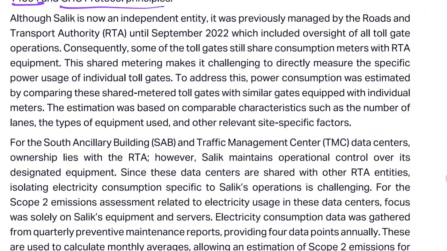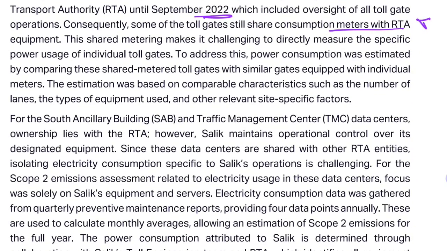As the company is now an independent entity, it was previously managed by RTA, Road and Transport Authority, until September 22, which included oversight and tollgate operations. Consequently, some of the tollgates still share consumption meters with RTA equipment. So this is also a very important point. The shared metering makes it challenging to directly measure the specific power usage of the individual toll gates. Now, to address this, power consumption was estimated by comparing these shared meters with toll gates' individual meters actually.